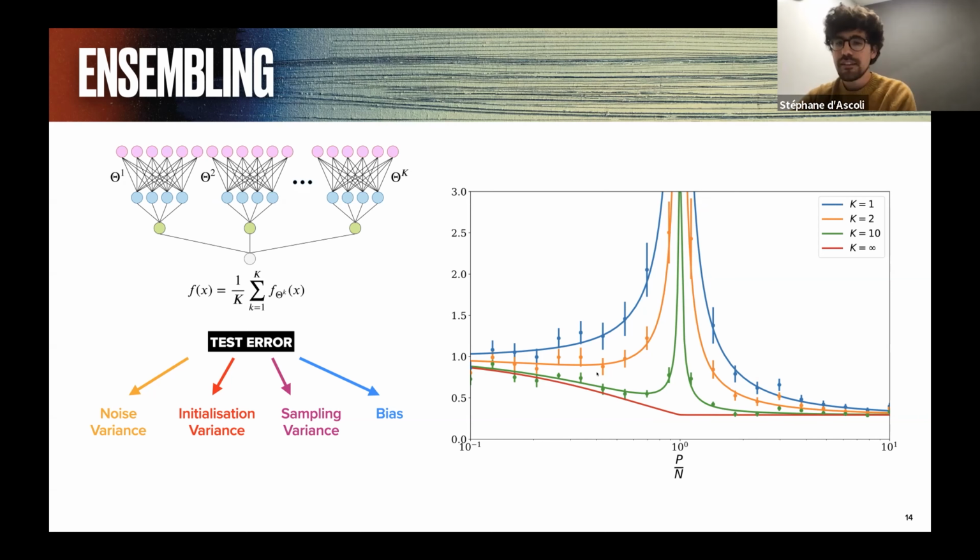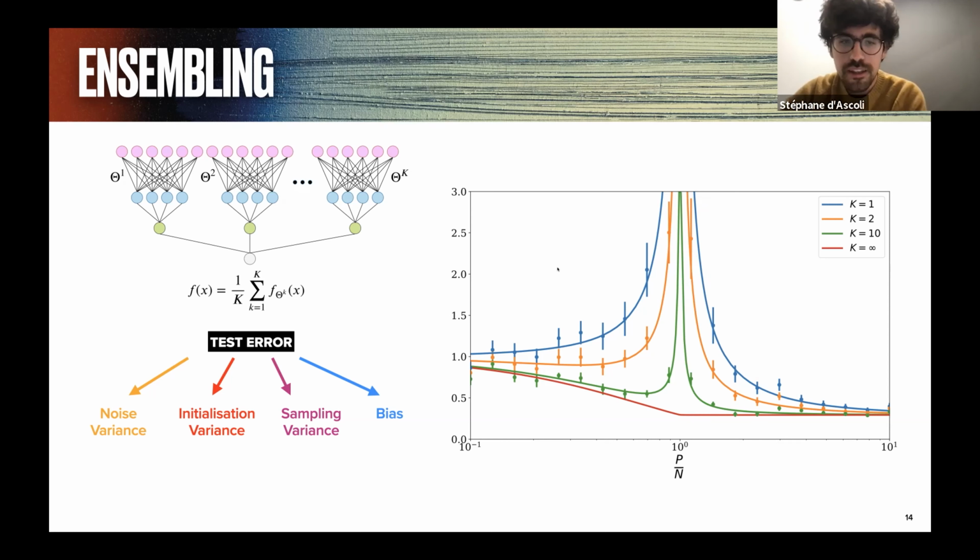And what's really interesting here is that when you have an infinite number of networks you ensemble on, you see that the error basically becomes constant and then stays flat after the interpolation threshold. And this is, if you remember, exactly what we observed for neural networks. If we ensemble a lot of neural networks, then the test error basically becomes constant after the interpolation threshold.